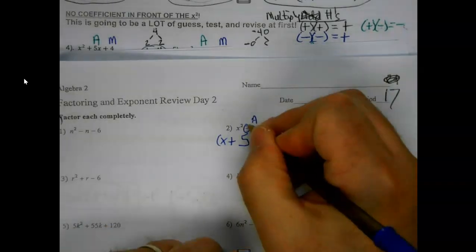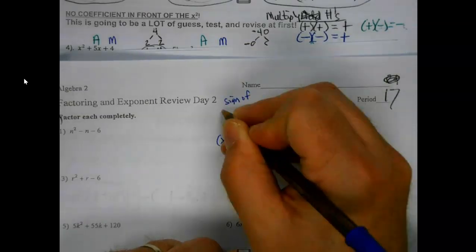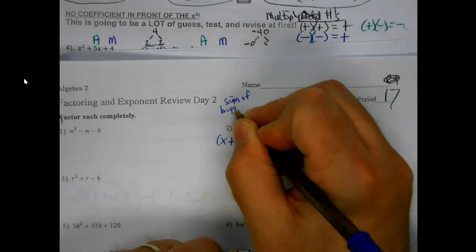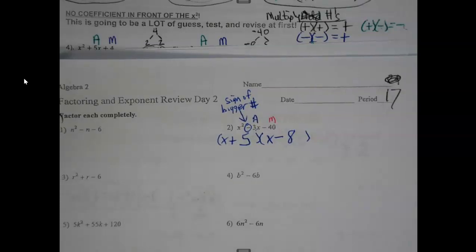Okay, this will always be the sign of the bigger number. That's another clue that's in there for us at the very beginning. And so that's it. I don't have to do anything else to this. That one's factored, that one's done. But that only works that quick if there's no number in front of your x squared.